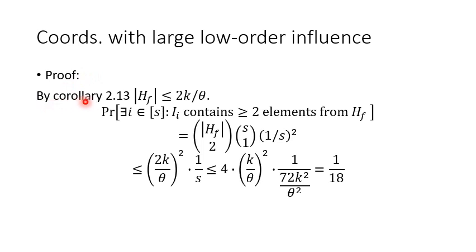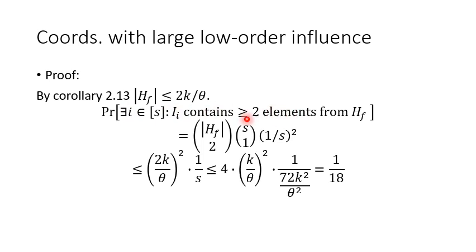So by corollary 2.13 that we've seen before, we can immediately see that the cardinality of HF is smaller or equal to 2k over theta. Now, let's bound the probability that there exists some part that contains at least two elements from HF. This is the complementary event that each part shares at most one element with HF.